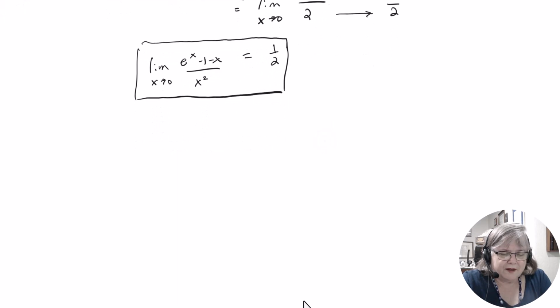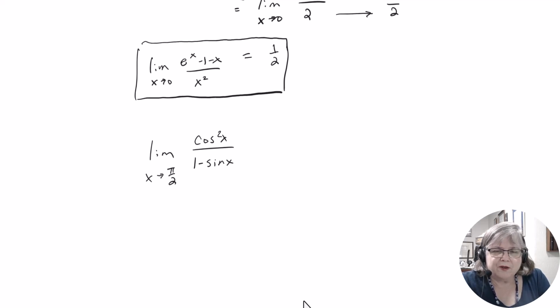All right, let's do the limit as x goes to pi over 2 of cosine squared x over 1 minus sine x. Now, cosine of pi over 2 is 0. So this is 0 squared over 1 minus, and sine of pi over 2 is 1. So this is 1 minus 1, which is 0 over 0. So I can use L'Hopital's rule.